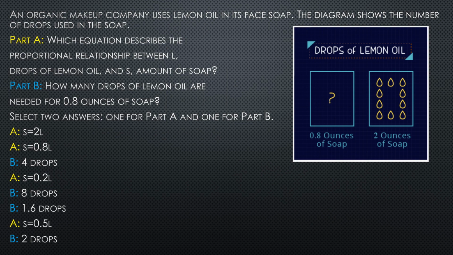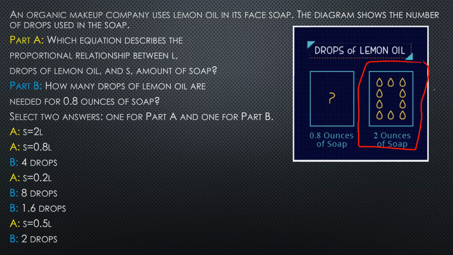Our next problem says that an organic makeup company uses lemon oil in its face soap, and the diagram shows the number of drops used in soap. Part A is asking which equation describes the relationship, and Part B wants to know how many drops of lemon oil are needed. If you think back to this problem, we already found what this question mark is, and we also already found the unit rate. We did this for our quiz, and I'll go over it one more time.